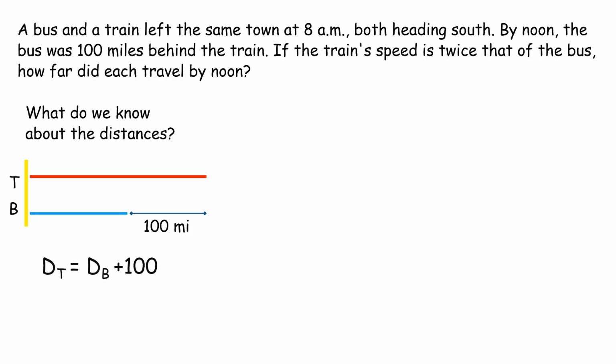We can say that the distance of the train is equal to the distance of the bus plus another 100 miles, because the bus has not gone as far as the train, so you have to add 100 miles to the bus's distance to get the distance of the train. All right, we have said what we needed to say about the distances. Now we're going to fill in all the other information using a chart to organize it.